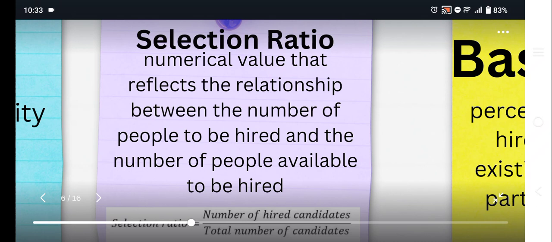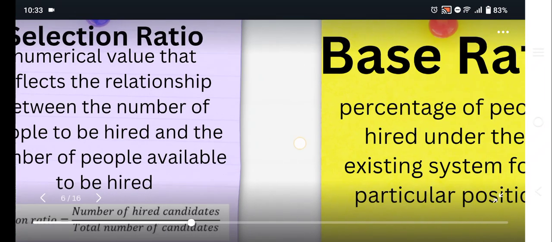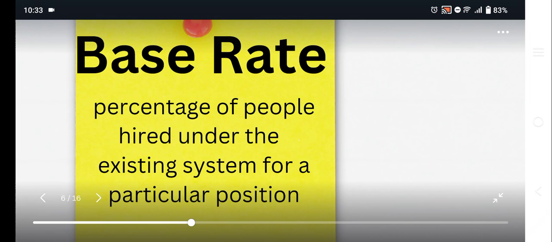For instance, if there are 50 positions and 100 applicants, then the selection ratio is 50/100 or 50%. Okay? Let's proceed to our base rate. Base rate reflects the percentage of people hired under the existing system for a particular position. For instance, if a firm employs 25 computer programmers and 20 are considered successful, the base rate would be 80%. Okay?